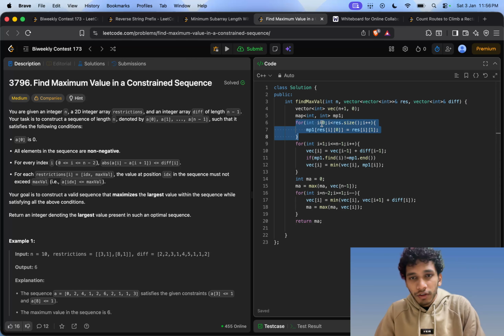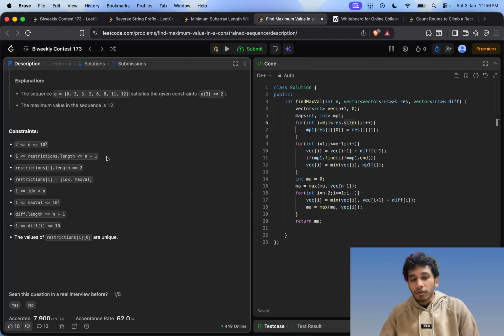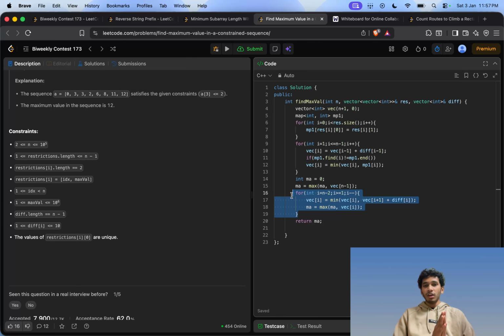and iterating over the size of the restriction array, which is smaller than or equal to n. So it is O of n log n here, this loop. This loop again is O of n log n, finding an element and accessing it, which is log n. Now, this one is O of n because we are iterating from n to 1, and we're not accessing any map value. So the maximum of these three, which is n log n, is the time complexity of our code.